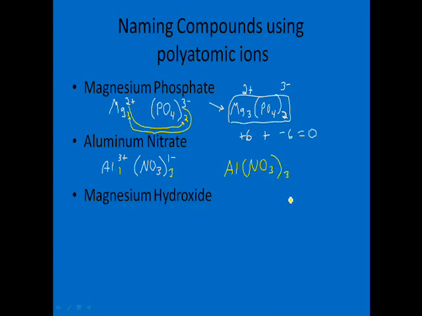Now, how many things do I have here? I would have 1 aluminum atom. This 3 multiplies the nitrogen, so I'd have 3 nitrogen atoms. And I would have 9 oxygen atoms. Eventually we'll have to do this when we balance equations, balance reactions. That 3 is really just distributed only to the nitrate ion.